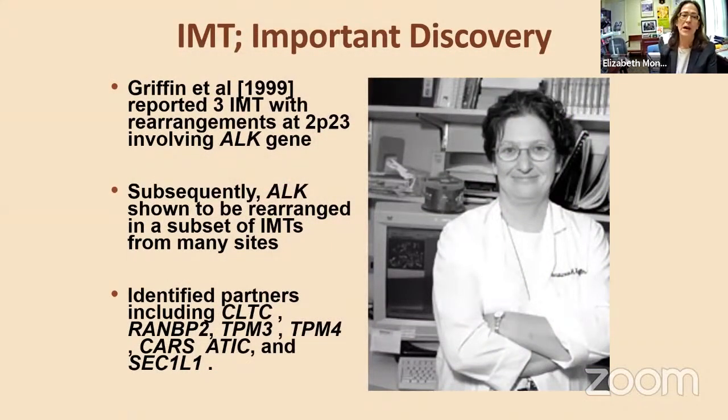It was quite some time ago, actually, that the whole ALK story got elucidated in inflammatory myofibroblastic tumor. And in 1999, Connie Griffin, who has passed away but was at Johns Hopkins, I don't think Dr. Menon overlapped with her, I think she'd already passed away, noticed that 3 inflammatory myofibroblastic tumors had rearrangements at the ALK gene, in other words, 2p23. And over time, ALK was shown to be rearranged with quite a few partners in inflammatory myofibroblastic tumors all over the body. And I've listed some of the known partners, and of course, there are others.